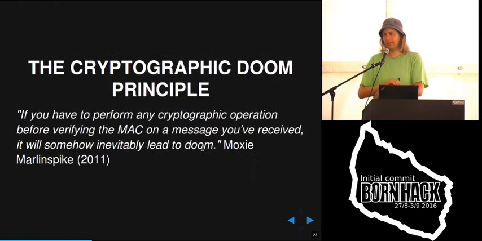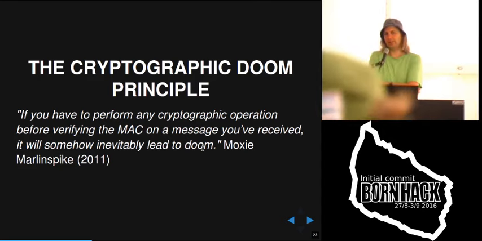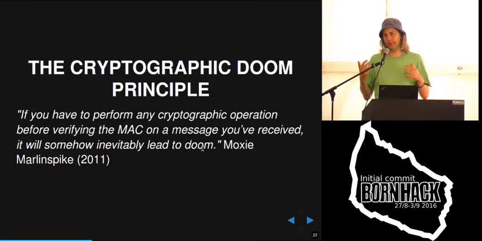And a lot of this comes down to what Moxie Marlinspike once described as the so-called cryptographic doom principle, where he says, if you have to perform any cryptographic operation before verifying the MAC on a message you've received, it will somehow inevitably lead to doom. So his idea is that ideally the very first thing you should do if you get a cryptographic message is to check that it's correct. And if it's not correct, you don't try to do anything else with it, you just send an error and be done.